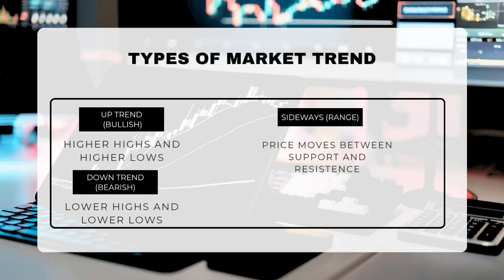But when we look at it, there are three types of market trends. We have the uptrend, the downtrend, and the sideways. They call the uptrend a bullish trend, they call the downtrend a bearish trend, and they call the sideways a range. That is consolidation. So what is uptrend? Uptrend is higher highs and higher lows. Downtrend, lower highs and lower lows. As simple as that, well explanatory. And price in range is sideways. Price moves in between support and resistance level.